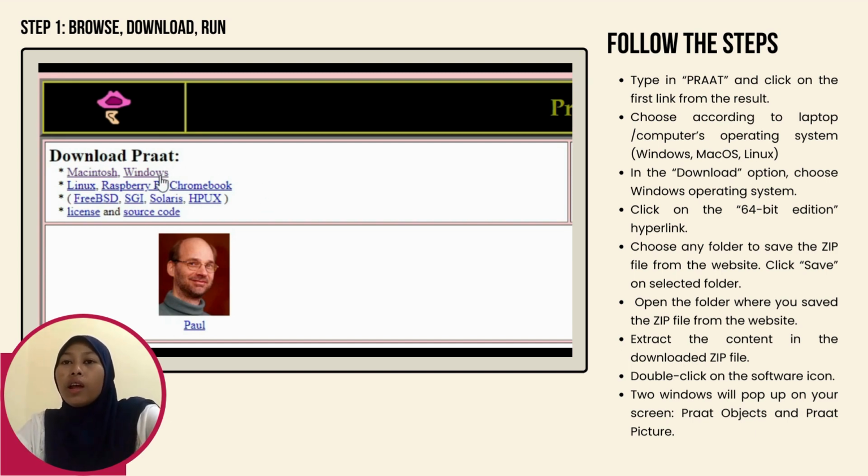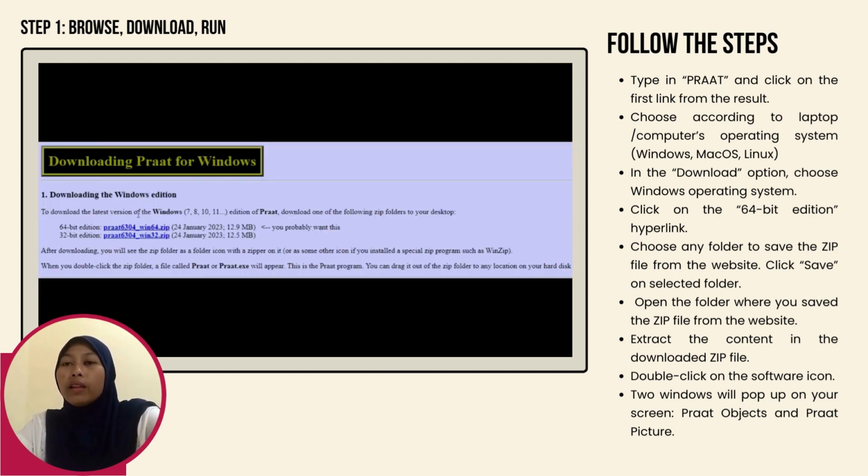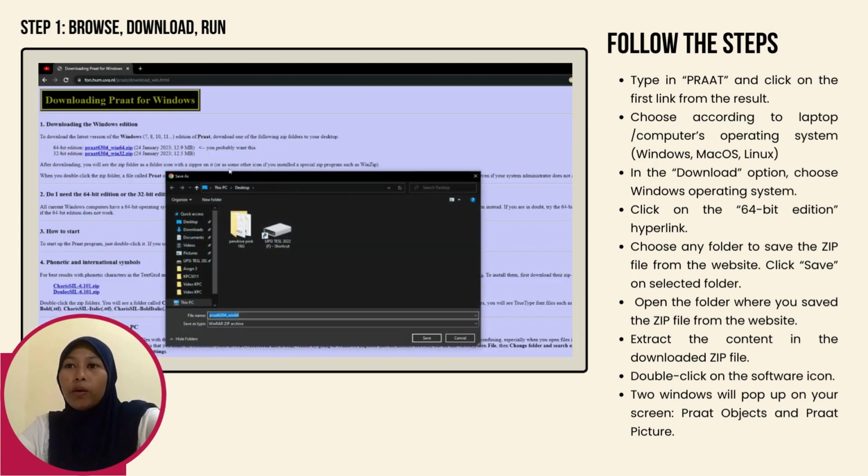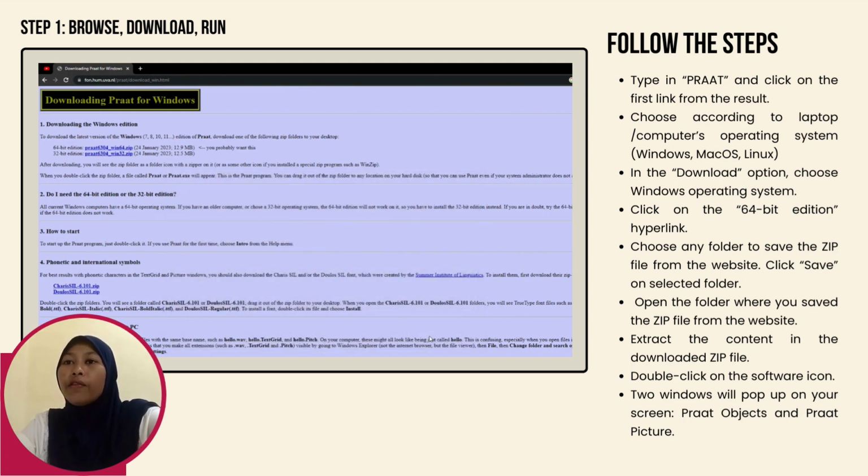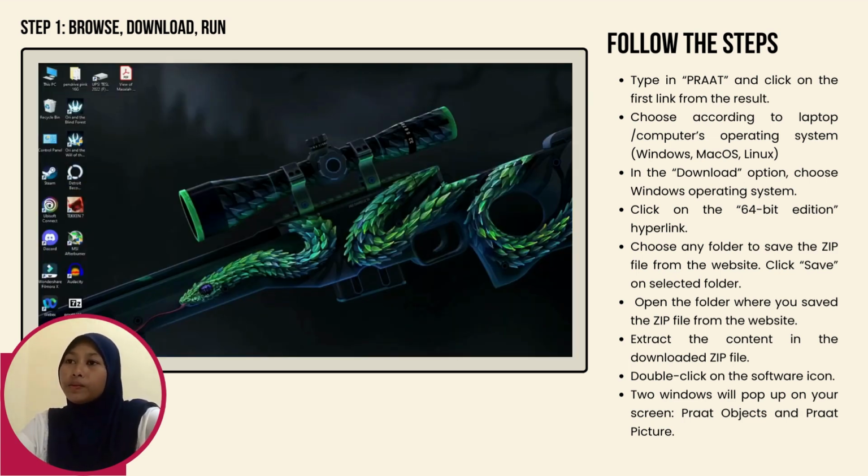For Windows, there are 64-bit and 32-bit edition of operating system. For this tutorial, we'll be using the 64-bit edition of the Windows. Simply click on the 64-bit edition hyperlink and a new window will pop up on our screen. We can choose any folder to save the zip file from the website. Then we click the save on the selected folder.